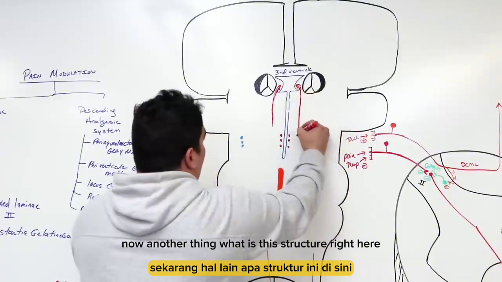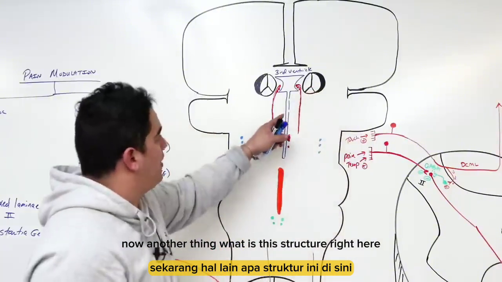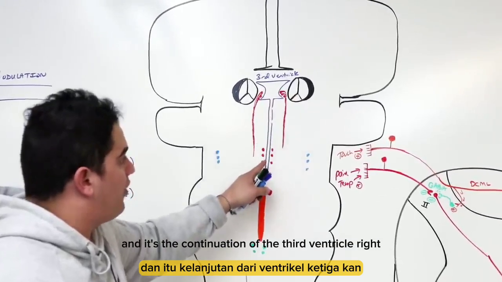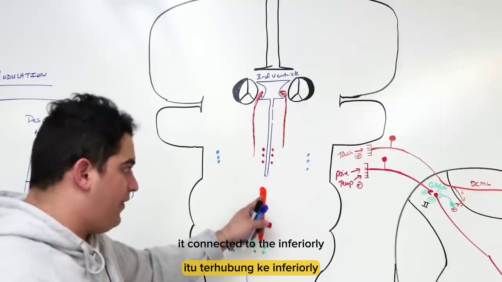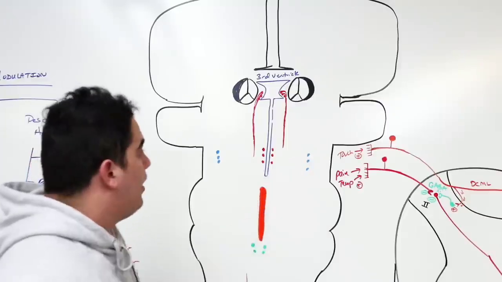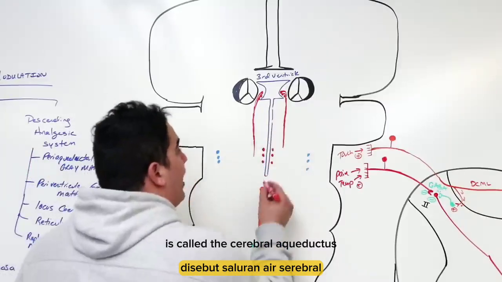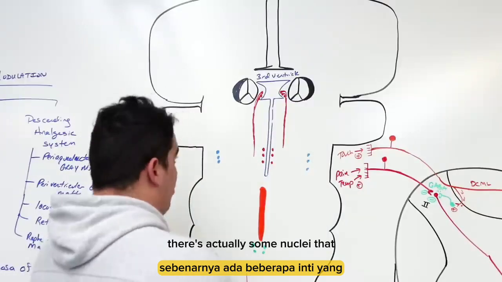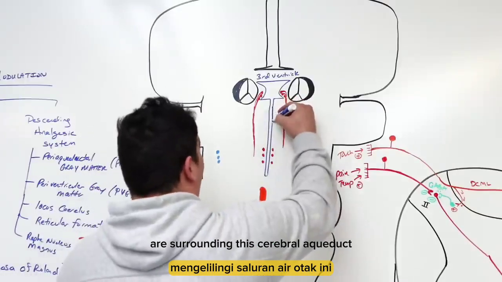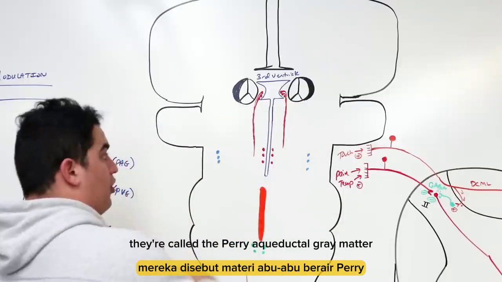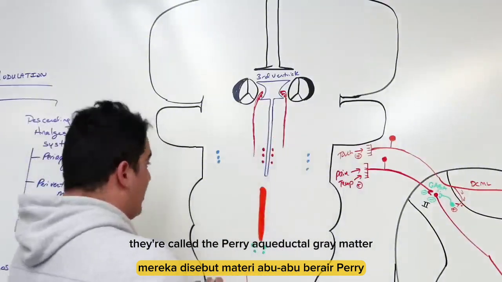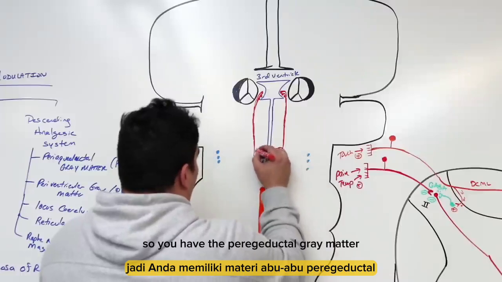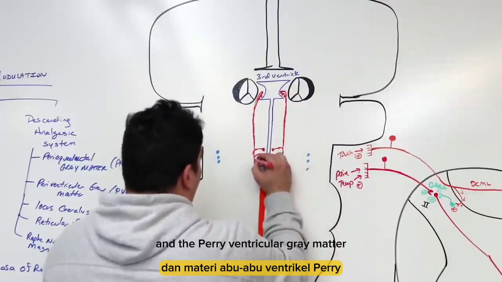Now, another thing. What is this structure right here? Well, this structure here is running through the midbrain. And it's the continuation of the third ventricle. It connects it inferiorly to the fourth ventricle. This structure right here is called the cerebral aqueduct, this blue structure here. Well, there's actually some nuclei that are surrounding this cerebral aqueduct. So what do you think they're called? They're called the periaqueductal gray matter. And that's these little red guys here, all right?